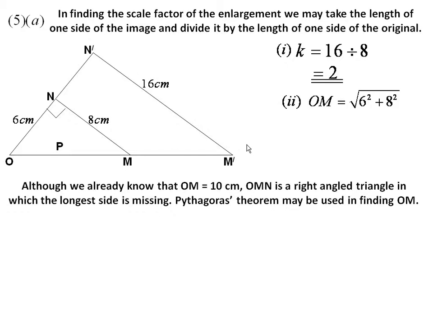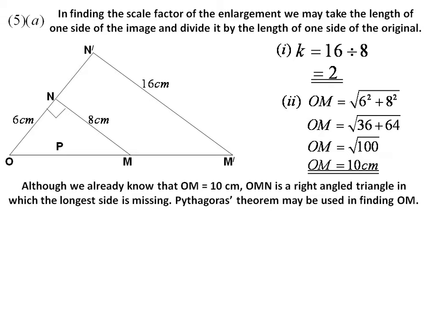When we square 6, we get 36. When we square 8, we get 64. Add those, we get 100. The square root of 100 is positive or negative 10, but we are talking about the side of a triangle, which cannot have a negative value, so OM is 10 centimeters.